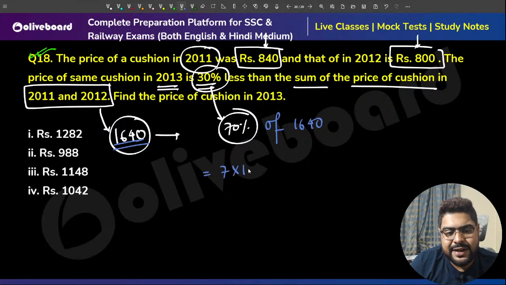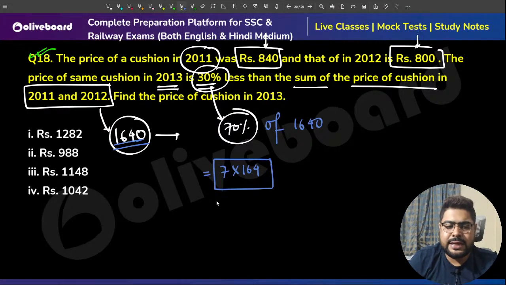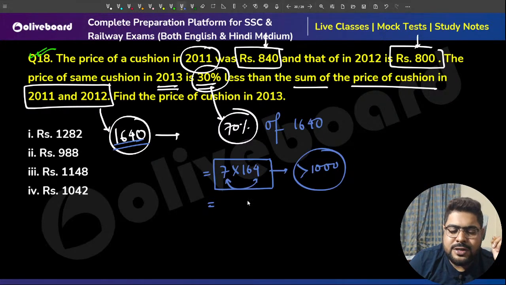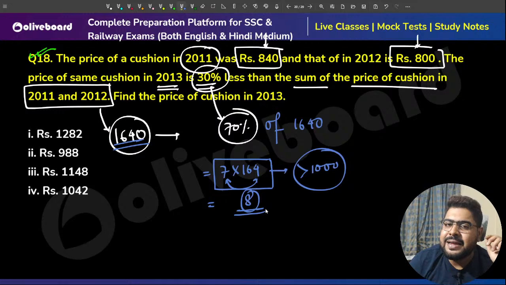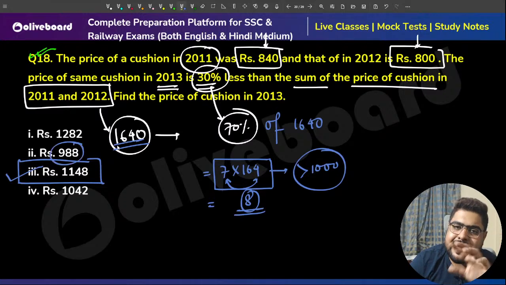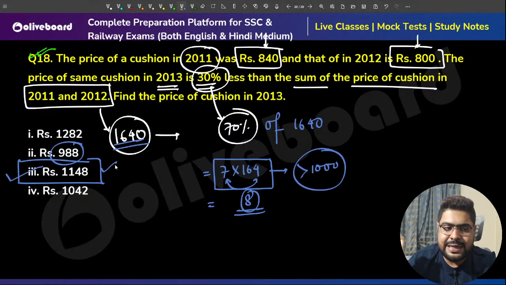The answer is 7 into 164. Do one thing, sir. This is definitely greater than 1000, we can see just by looking. 7 times 157 is greater than 1000 already. And it ends in 8, since 7 4s are 28. So the option greater than 1000 that ends in 8. Which one, sir? Option number 3. Another option was there, but it is less than 1000. You don't need it. This is your answer. Everybody clear?